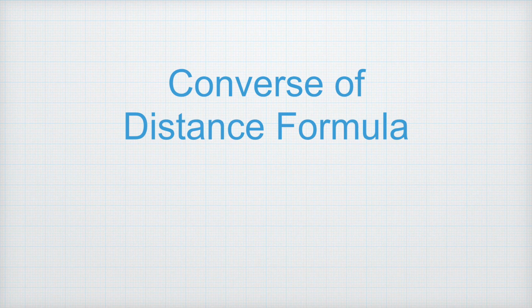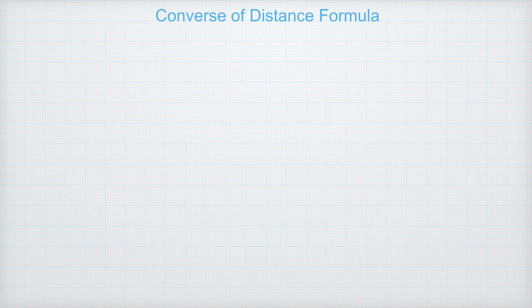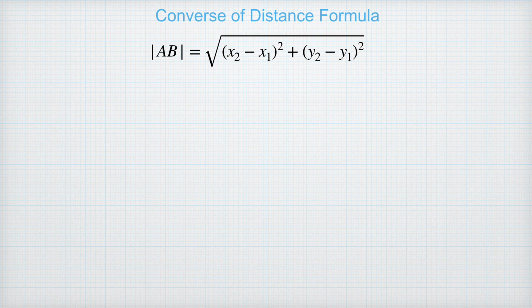We will now take a look at the converse of the distance formula. If the distance between 2 points is known, then the distance formula can be used to find an unknown quantity of the points. The distance formula is a surd equation. A surd equation exists when there is a square root function on a variable. To solve a surd equation, both sides must be squared to remove the square root function.